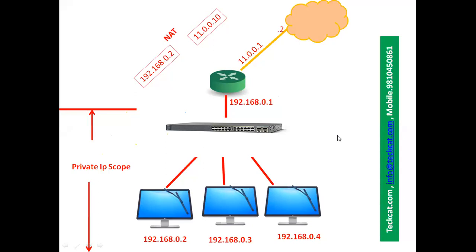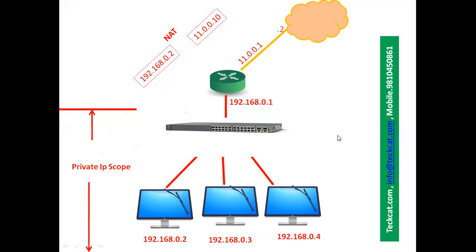Sir, there is a small last doubt. I think 11.0.0.1 is a public address from the ISP, right? Exactly. So NAT will translate that 11.0.0.1 public IP address into the 192.168.0.1 private IP address. Is it right?